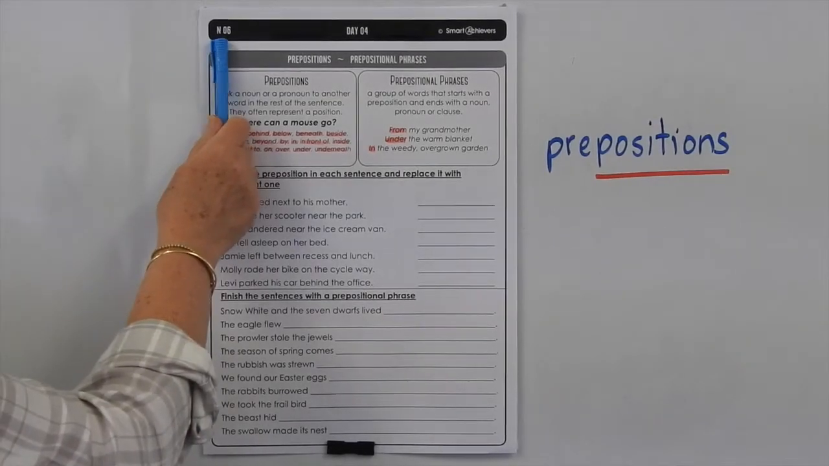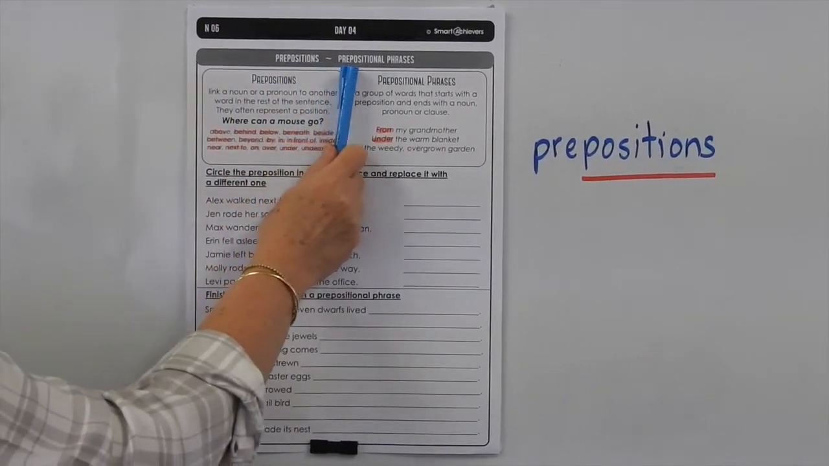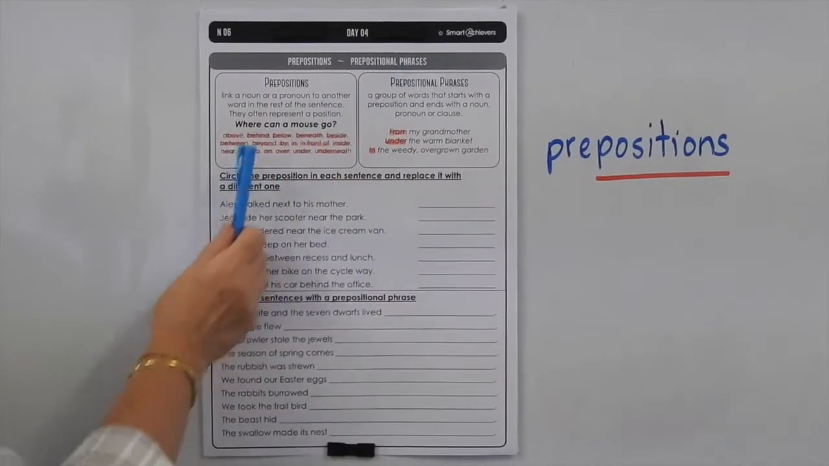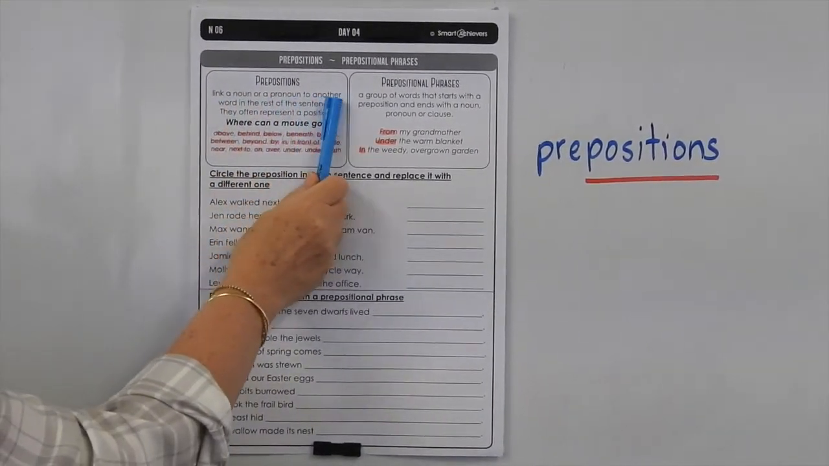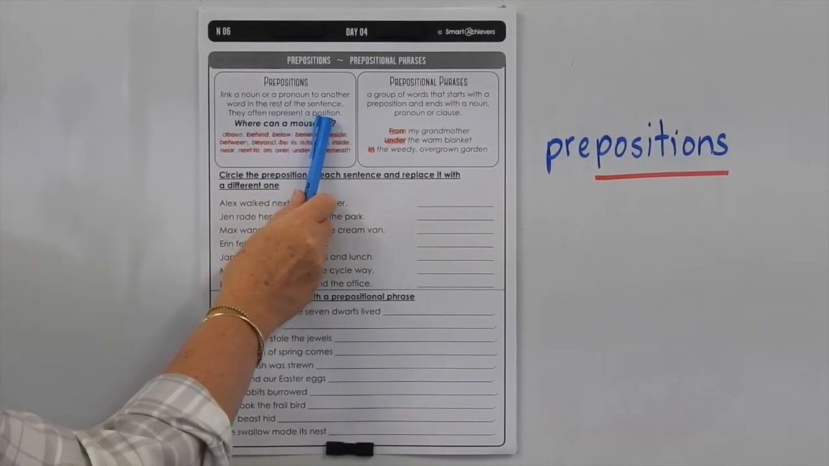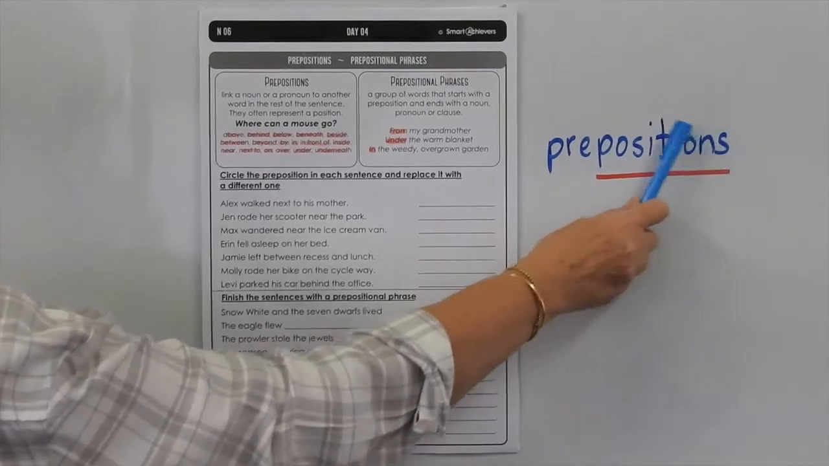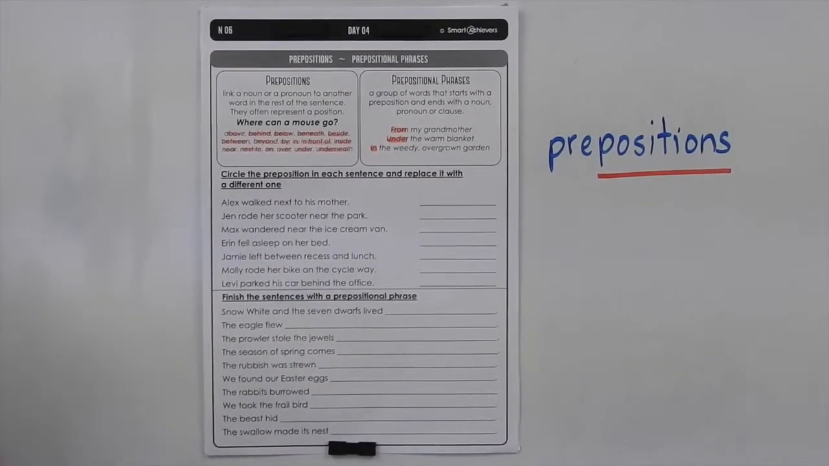This is level N, list 6, and we're doing the day 4 page, and it's about prepositions and prepositional phrases. So what is a preposition? They link a noun or a pronoun to another word in the rest of the sentence. They often represent a position, and you can see hidden inside the word preposition is the word position. So that might help you in the future.